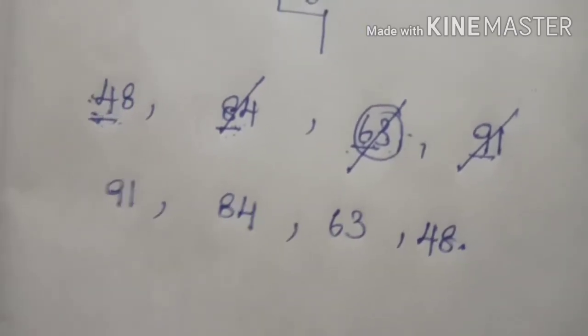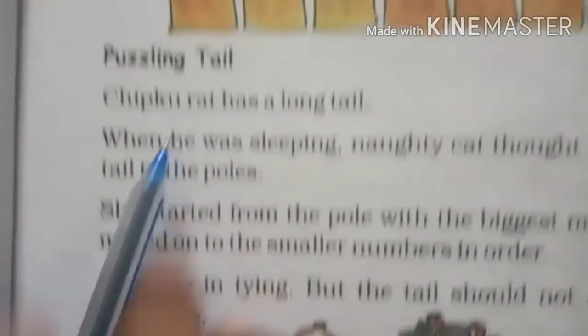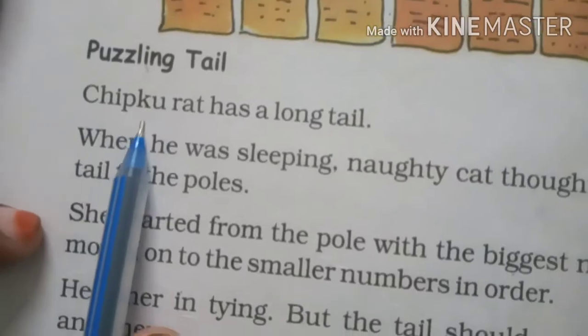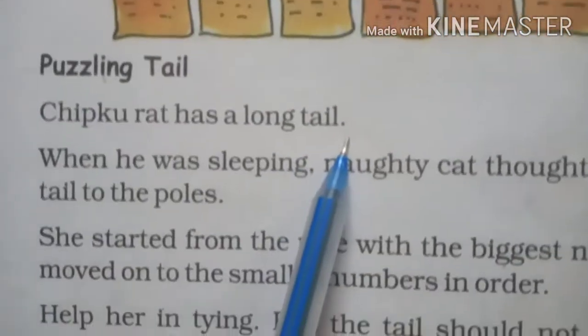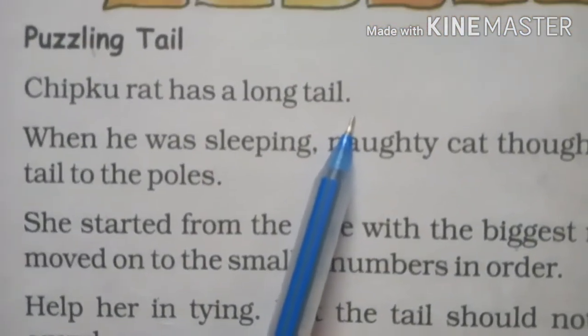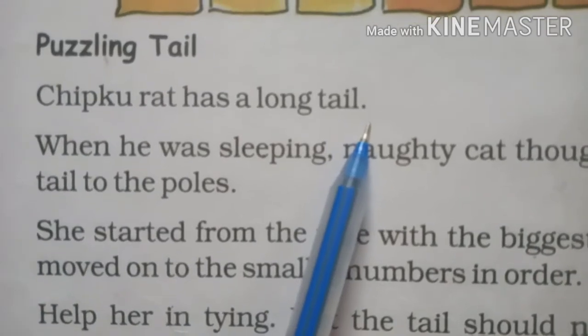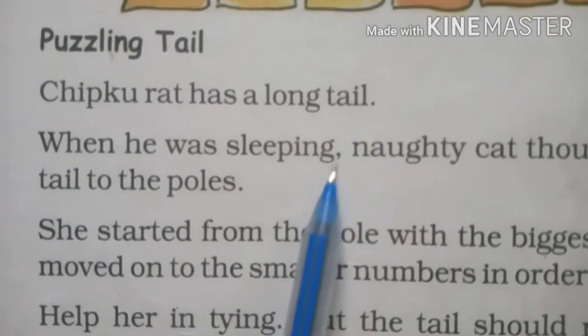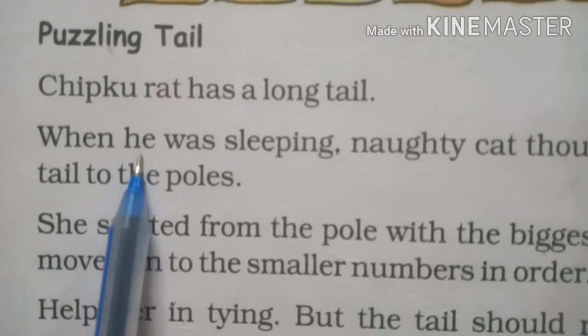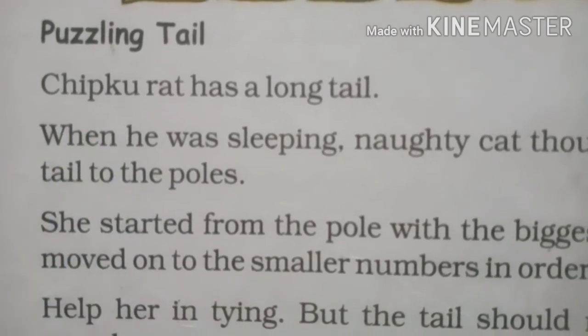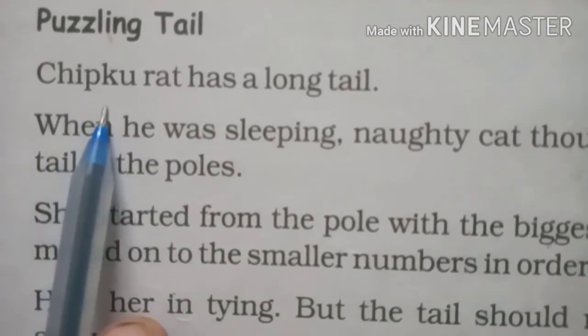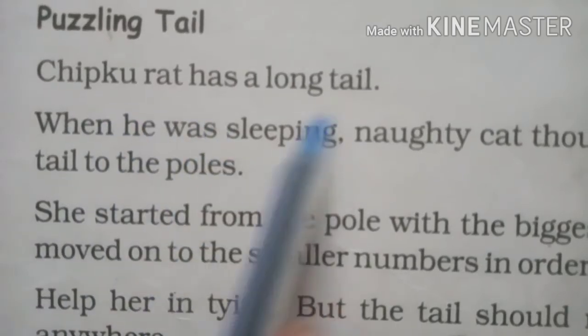Okay, now based on this concept, we have an exercise in our maths textbook. That is Puzzling Tale. See here, Chikku rat has a long tail. Have you ever seen rats, children? They roam in our houses sometimes. They have a long tail. So here also in our activity, Chikku rat has a long tail.